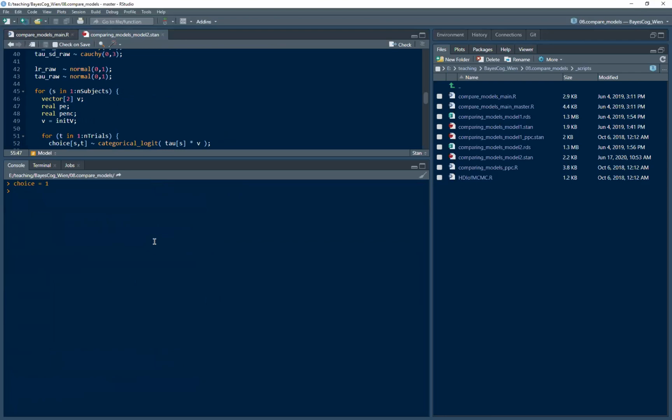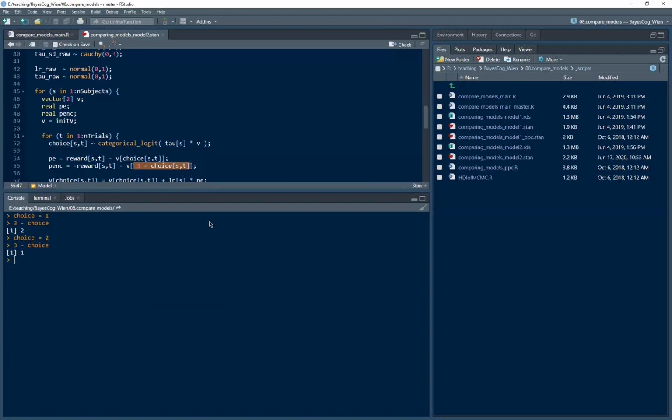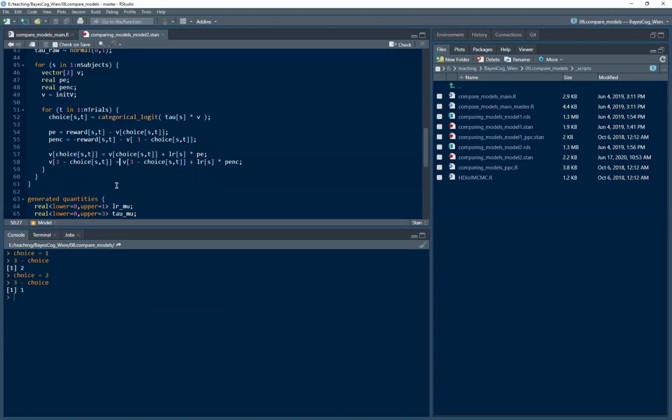If we say choice is 1, then 3 minus choice is 2, which basically means the other choice, the opposite. So if choice is 2, 3 minus choice is 1. So this is the opposite of the choice. 3 minus the choice simply means the unchosen one, the counterfactual choice. This is a small numeric trick. Good.